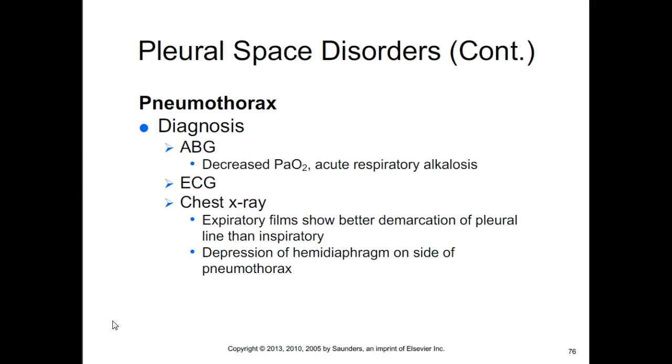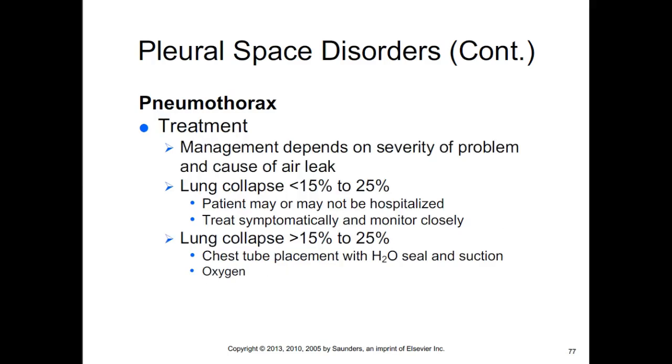The chest X-ray, right, shows a better demarcation of the pleural line than on inspiration, and the depression of the diaphragm, right, of the hemidiaphragm on the side of the pneumothorax. So you'll see almost like a balloon-like lung, right? So management depends on the severity of the problem and the cause of the air leak.